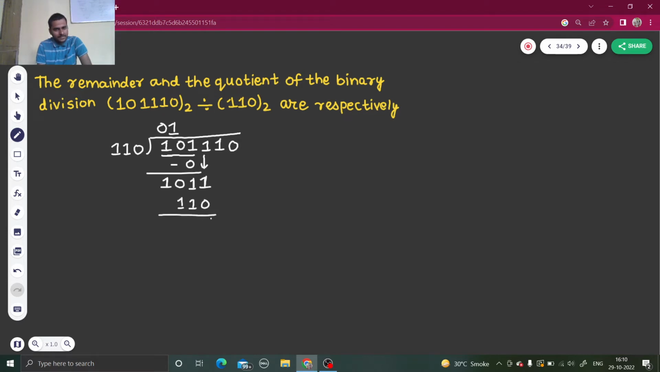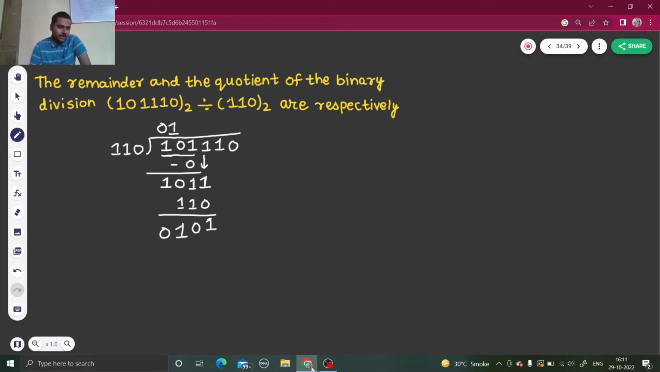1 minus 1 is 0. 1 minus 0 is 1. 1 minus 1 is 0. 0 minus 1, I will have to take a borrow, so this becomes 2 now. This 1 now became 10, which is nothing but 2. 2 minus 1 is 1. So 1 here, and this after giving the borrow became 0, so 0.